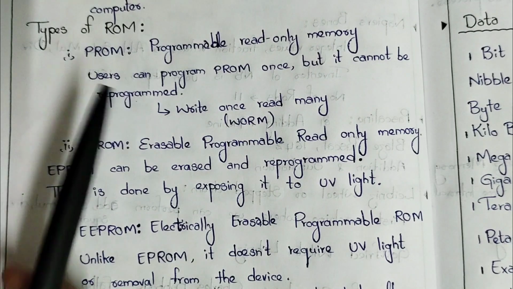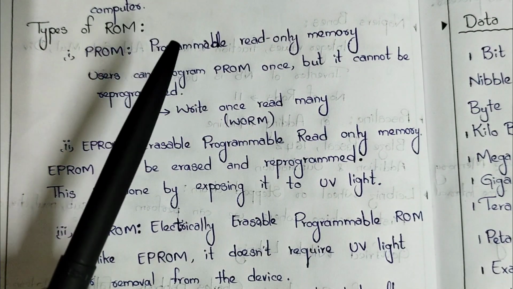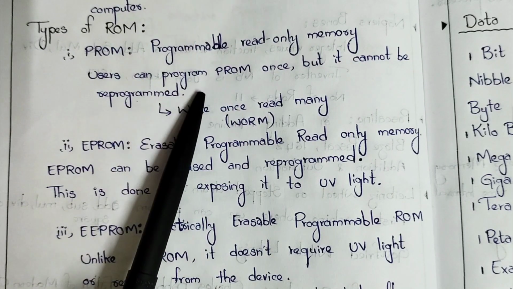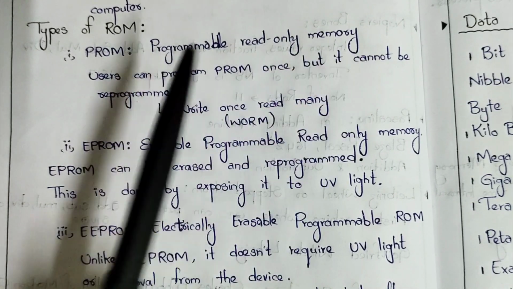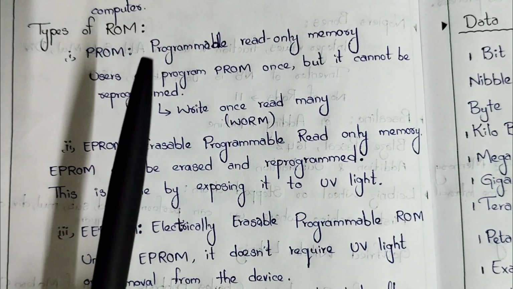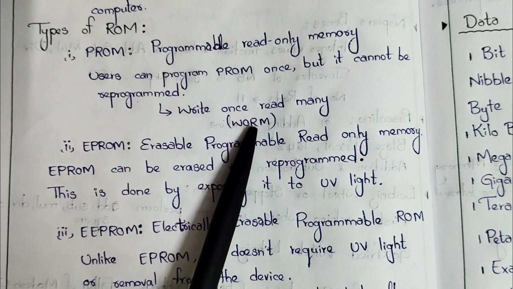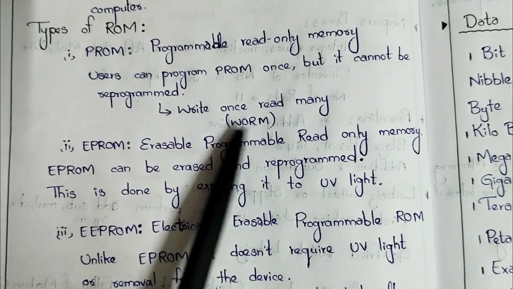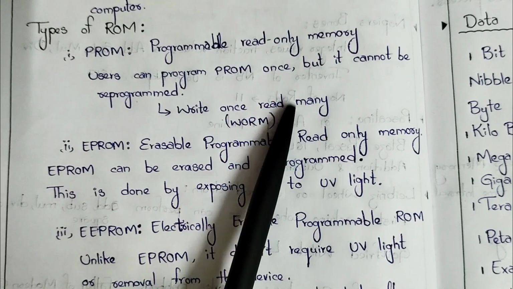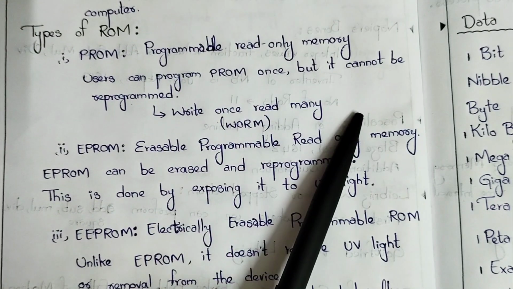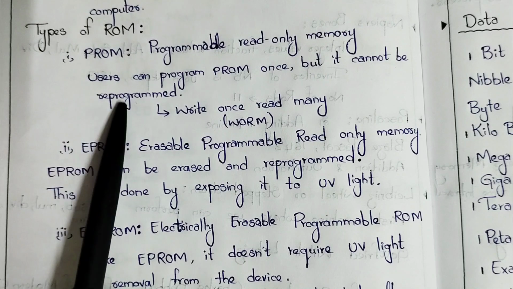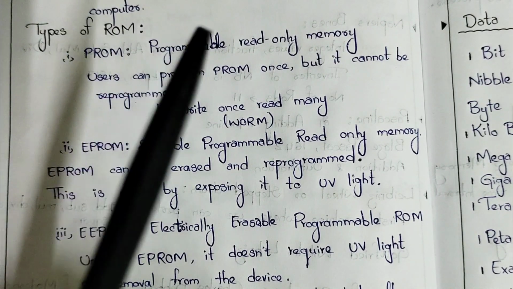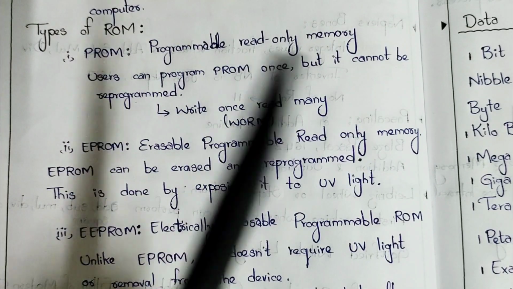So let us understand what is PROM. PROM means programmable read-only memory. Users can program PROM once, but it cannot be reprogrammed. They can only write once and they can read many times. That is known as WORM. WORM stands for write once and read many. In the PROM, we can only write once, we cannot modify it, we can read it many times.